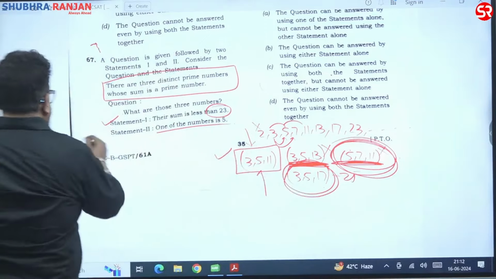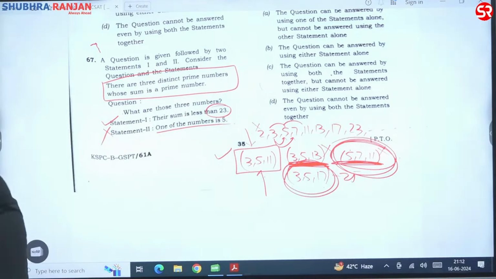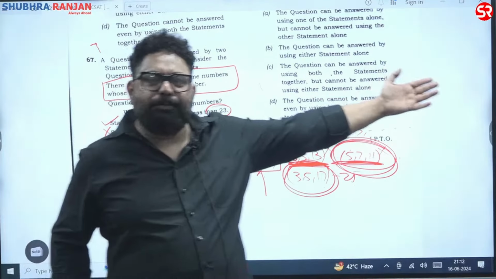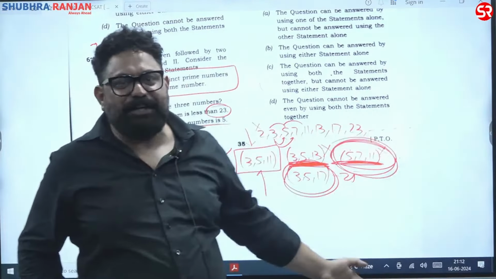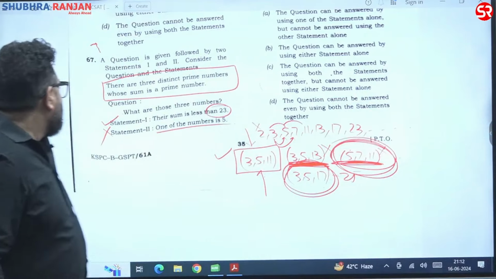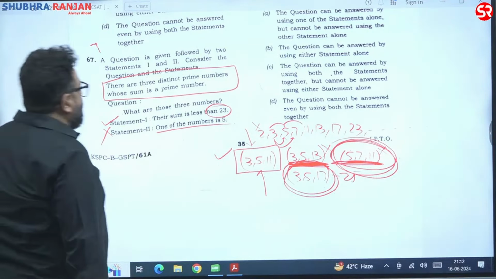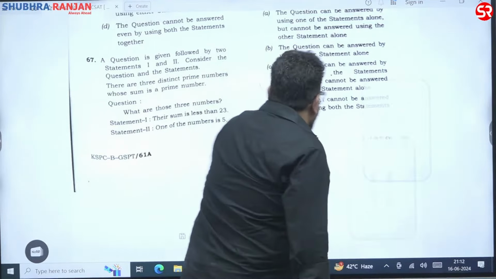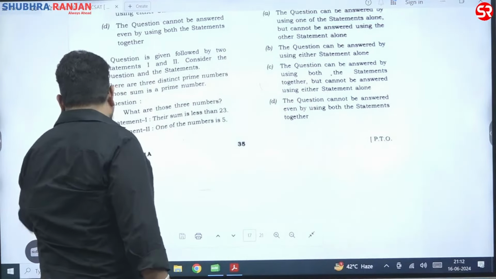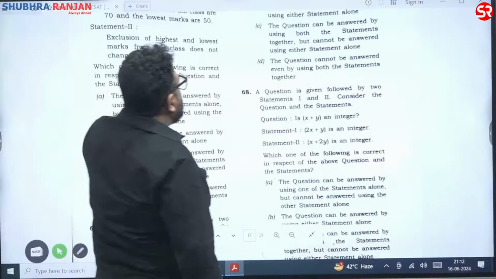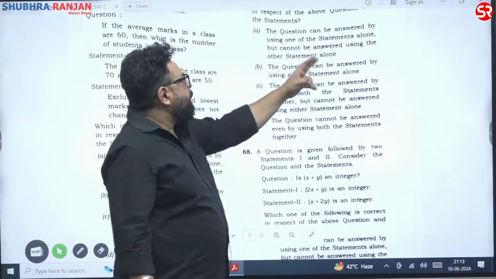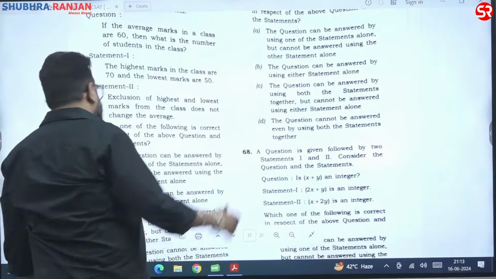So one of the numbers is 5 does not give us a unique answer. And we don't know. Prime number is a huge number chain. Isn't it? हमें क्या पता कि और कितने आकर करेंगे. So statement 1 is true, statement 2 is not true. In that case, let me check the options. Options देखेंगे अपन तो. Question can be answered by using one of the statements alone, cannot be answered by using another statement alone. Yes, answer is 1.